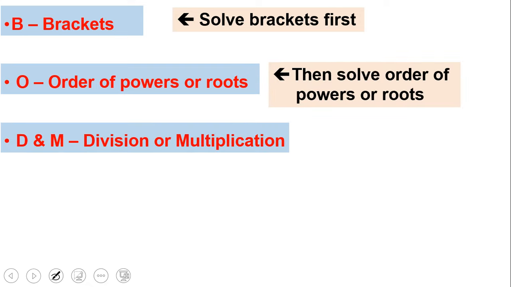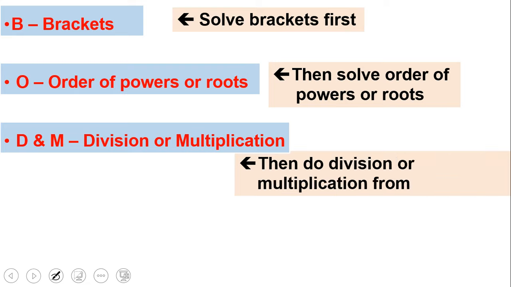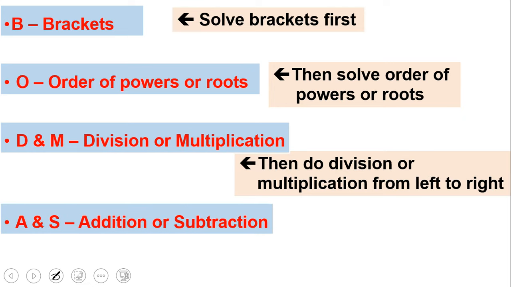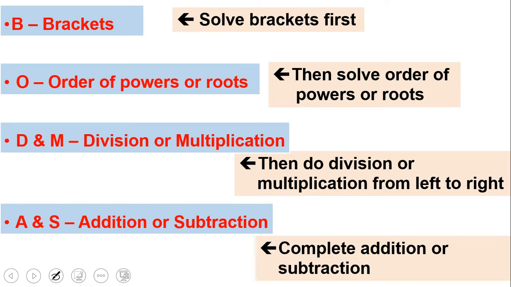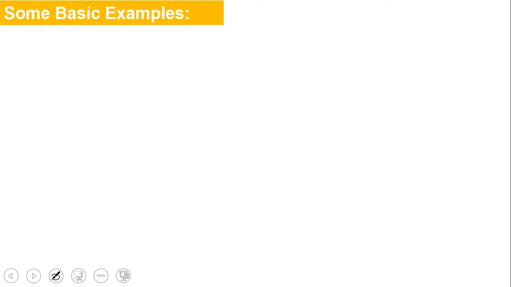Then division and multiplication. We perform division or multiplication in order from left to right. Then addition and subtraction. We use addition or subtraction in an expression, if present, from left to right. So this is the actual process of solving using the BODMAS rule. Is that clear? Then let us discuss some examples.